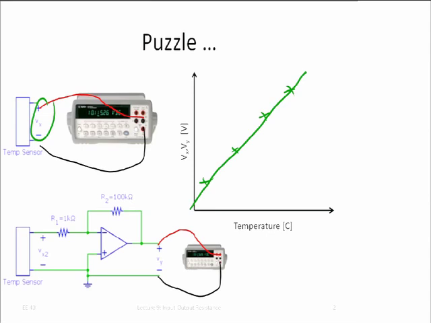Okay, so I have this temperature sensor. I hooked it up to the voltmeter. That's what I got. So it's a good temperature sensor. But the problem was that the voltage was kind of small. I got a few millivolts of change over like 100 degrees of temperature change.